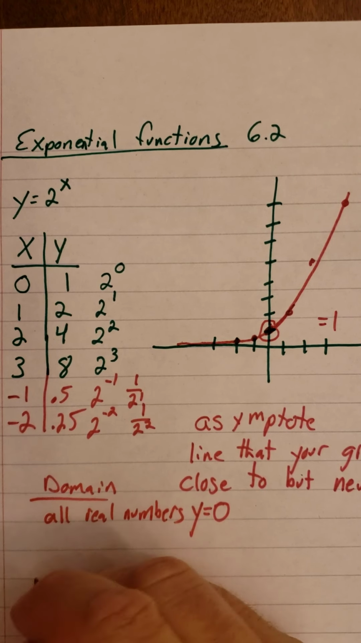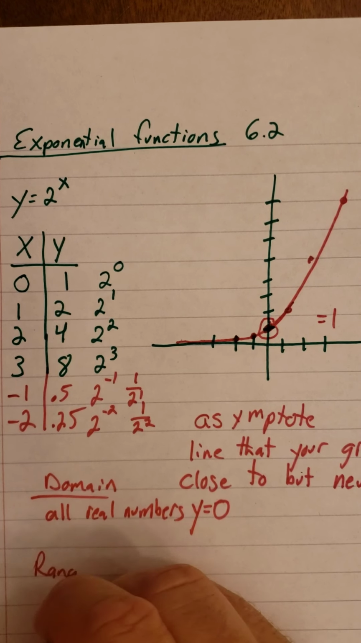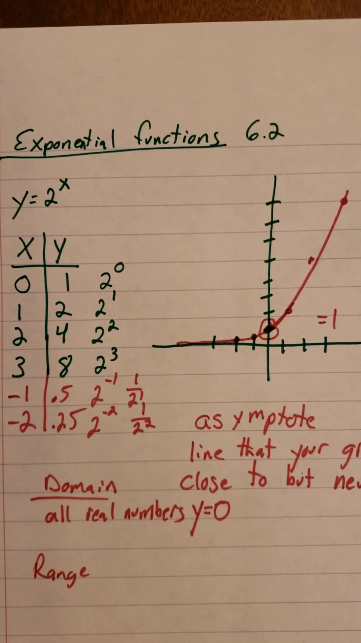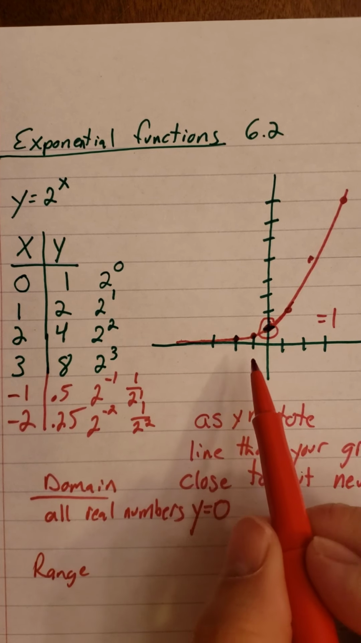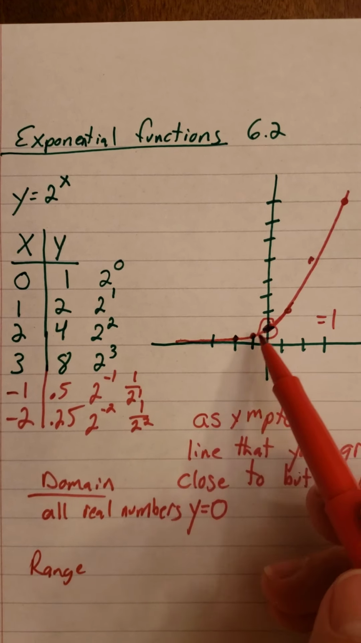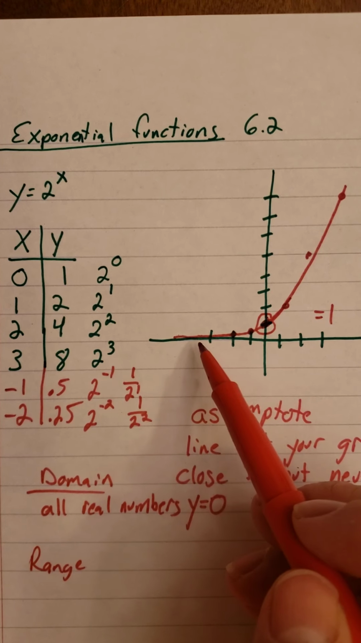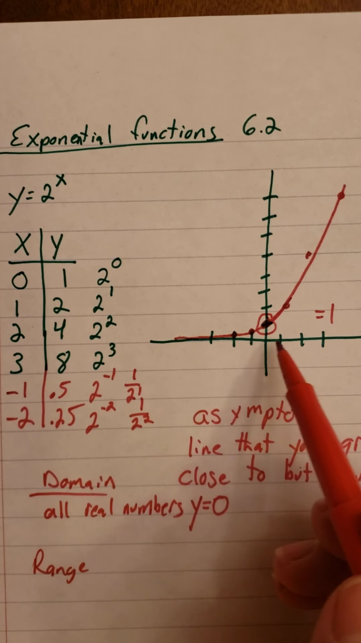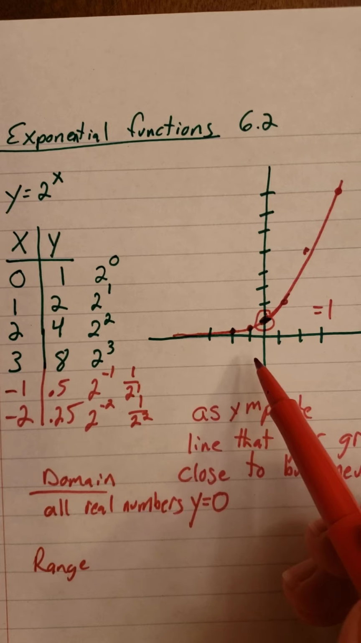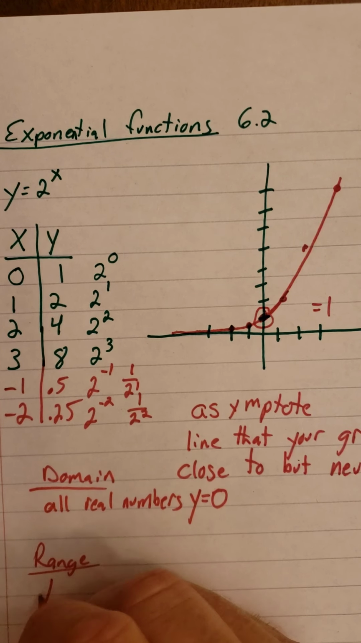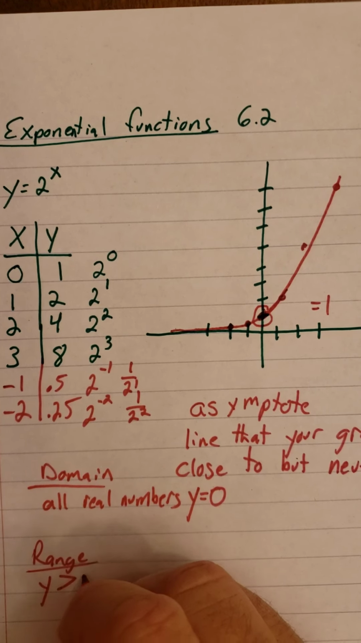Now your range, and again, that's all your values. It's wherever your graph is in respect to the y. All of our whole entire graph, the red here, is all above this line right here. Nothing is below it. So our range is going to be y is greater than 0.